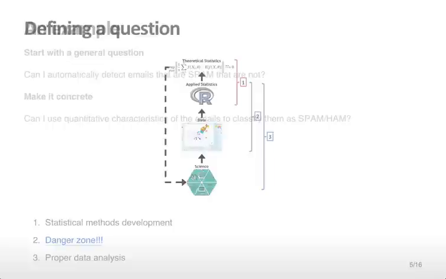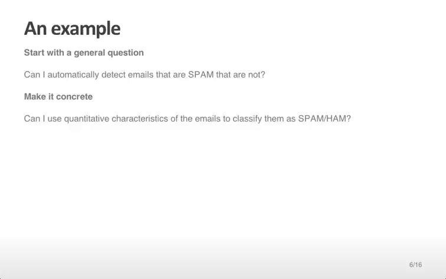Here's an example of a question. So you might start with a general question, such as, can I automatically detect emails that are spam from those that are not? This question could be answered in a lot of different ways, and there's a lot of different data that you could collect.